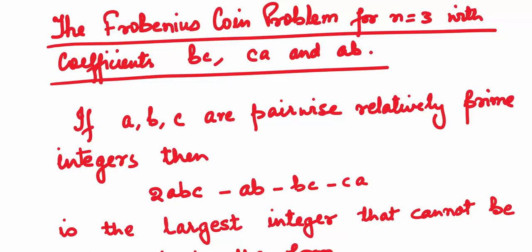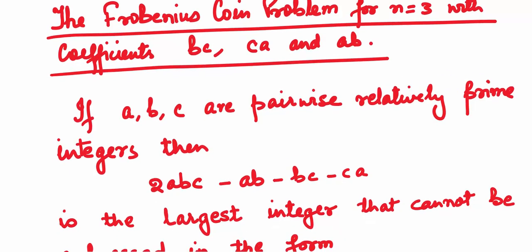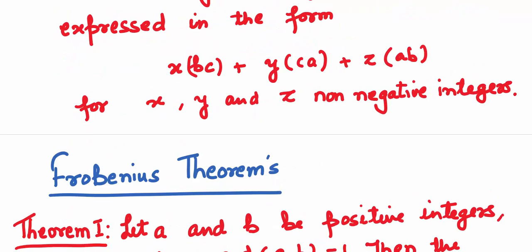Let's look at the Frobenius coin problem for n is equal to 3 with coefficients bc, ca and ab. If a, b, c are pairwise relatively prime integers, then 2abc minus ab minus bc minus ca is the largest integer that cannot be expressed in the form x bc plus y ca plus z ab, for x, y and z being non-negative integers.